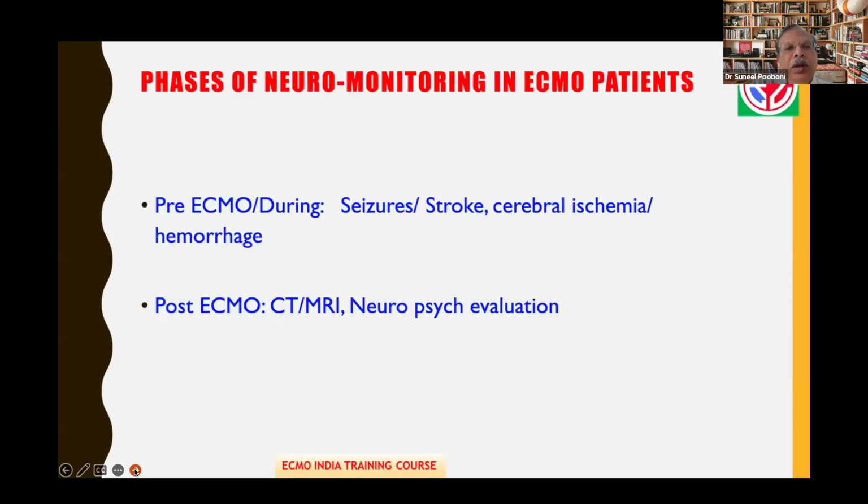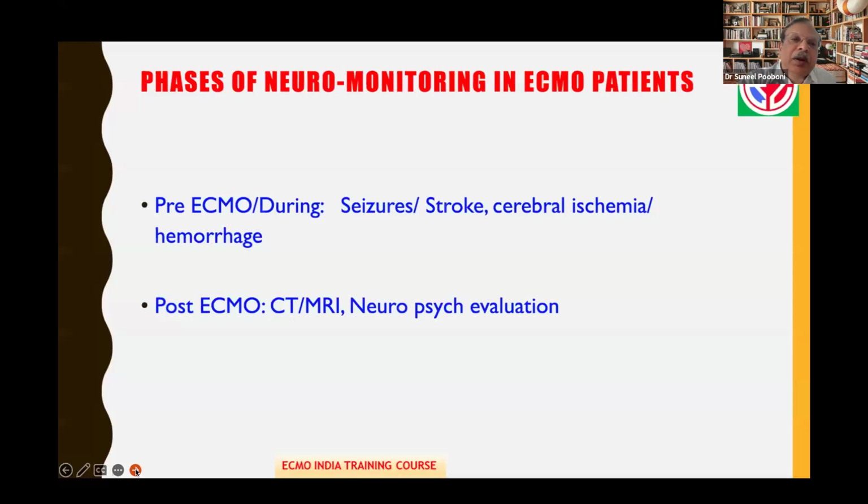The phases of neuromonitoring begin pre-ECMO: watch for seizures, stroke, cerebral ischemia, and hemorrhage. Ideally, in doubtful cases, or when there are fixed dilated pupils or some irreversibility in the size of one pupil compared to the other pupil, whenever there is a doubt, the ideal is to do a CT scan and rule out any pre-existing problem before we consider putting them on ECMO.